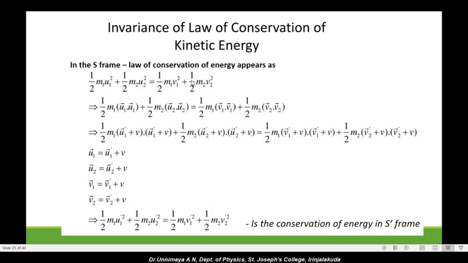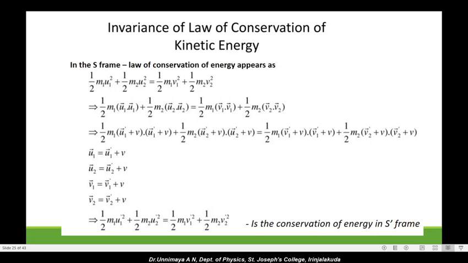Both these relations look the same, but the only difference is that the velocity terms in the S frame are replaced with the corresponding velocities in the S prime frame. Thus the law of conservation of energy is also verified. So these three verifications of the fundamental laws, such as Newton's law, law of conservation of momentum and law of conservation of energy, prove the hypothesis of Galilean invariance, that is, the fundamental laws of physics are the same in all inertial frames.